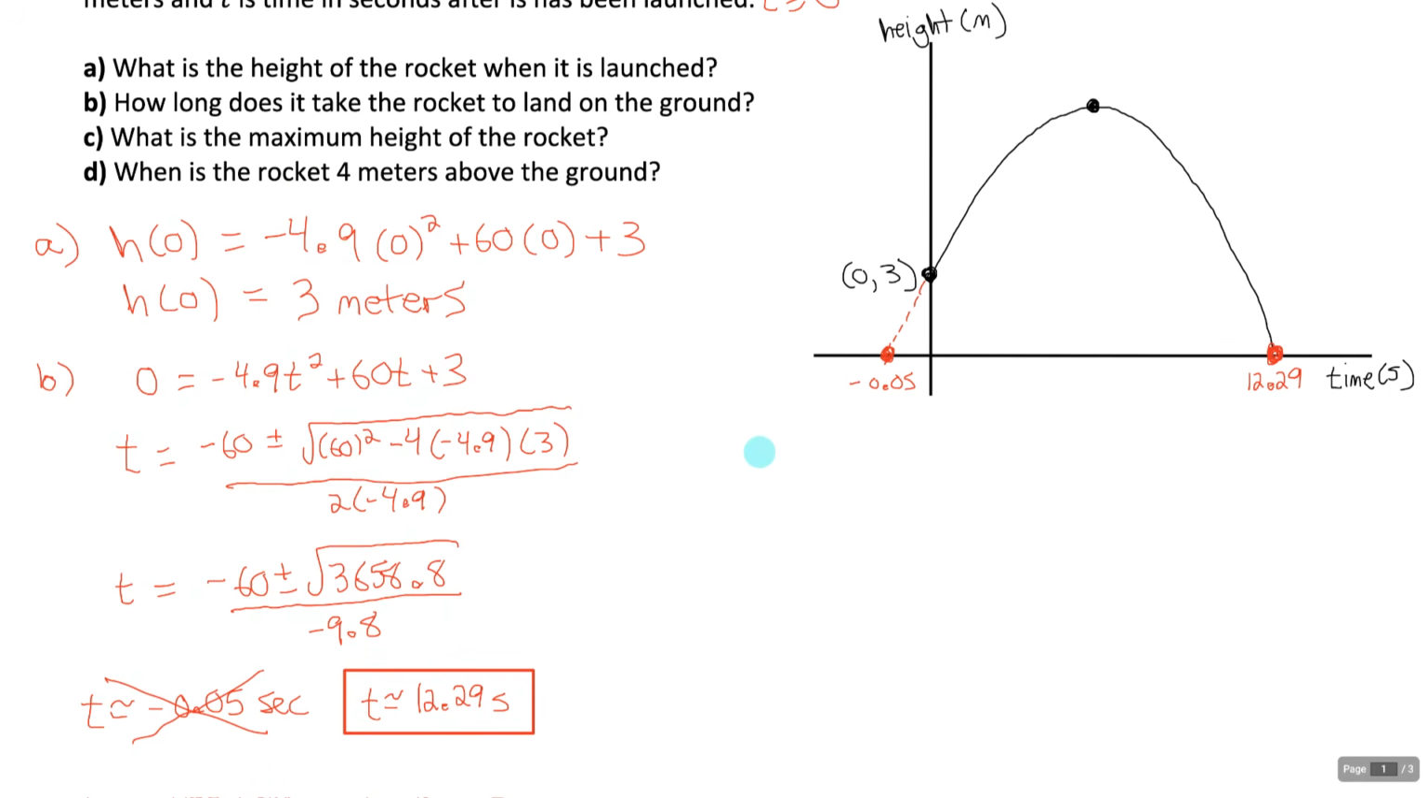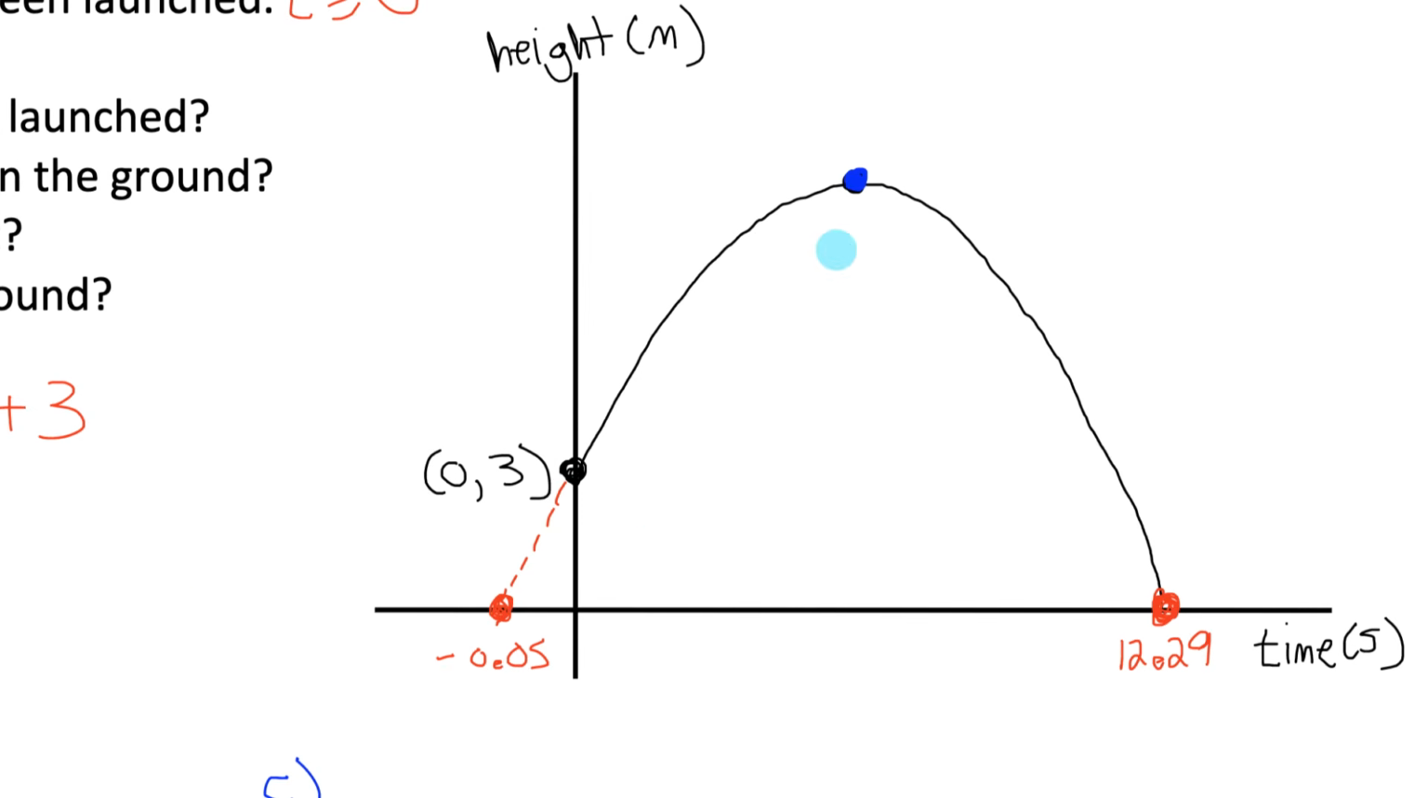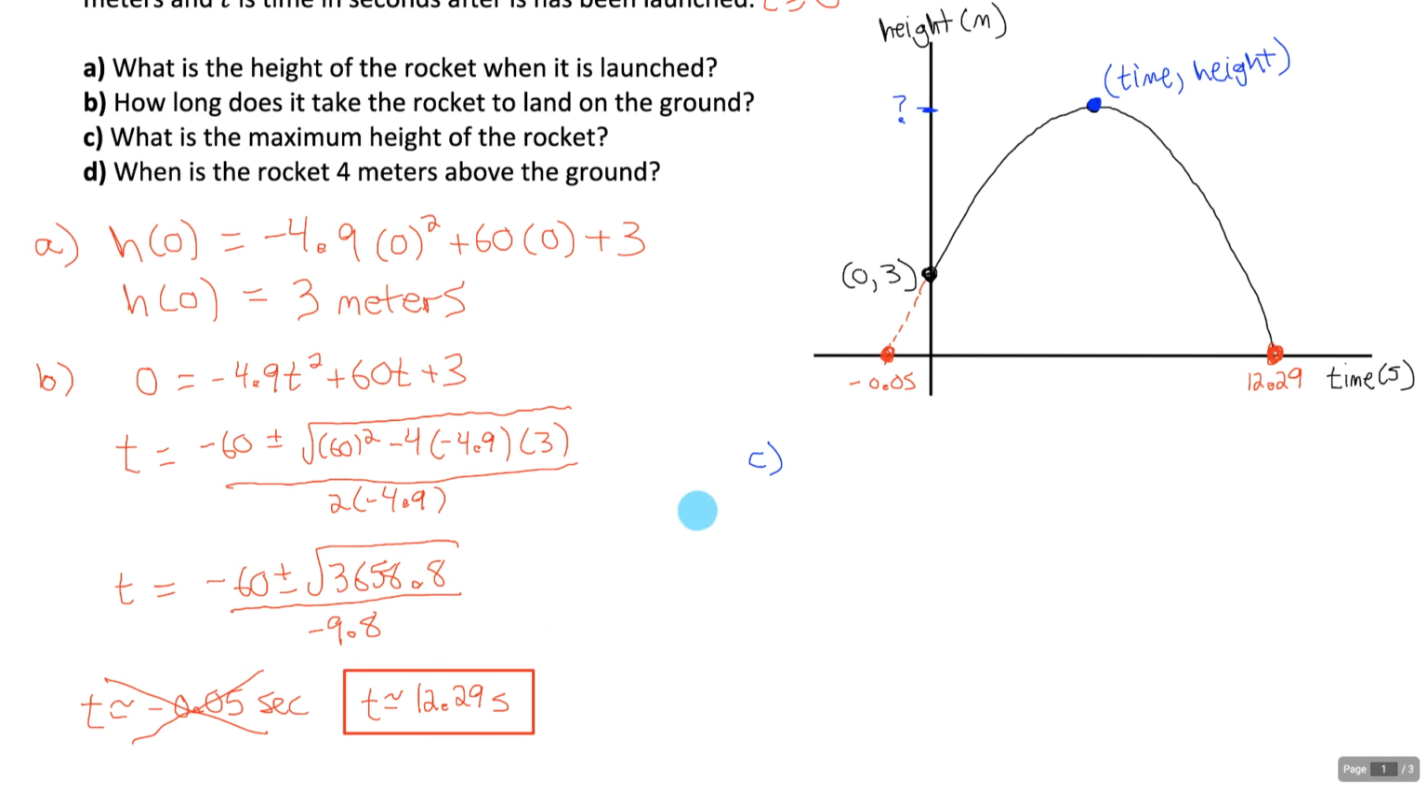Let's now look at part C. Part C says, what is the maximum height of the rocket? Any question about a max or a min is asking about the vertex, but what specifically about the vertex does it want to know? Remember, any point has an x and a y coordinate, and in this question, x is time and y is height. So every point has a time as the x coordinate and a height as the y coordinate. The question wants to know what's the max height, so it's interested in what is the y coordinate of this vertex.